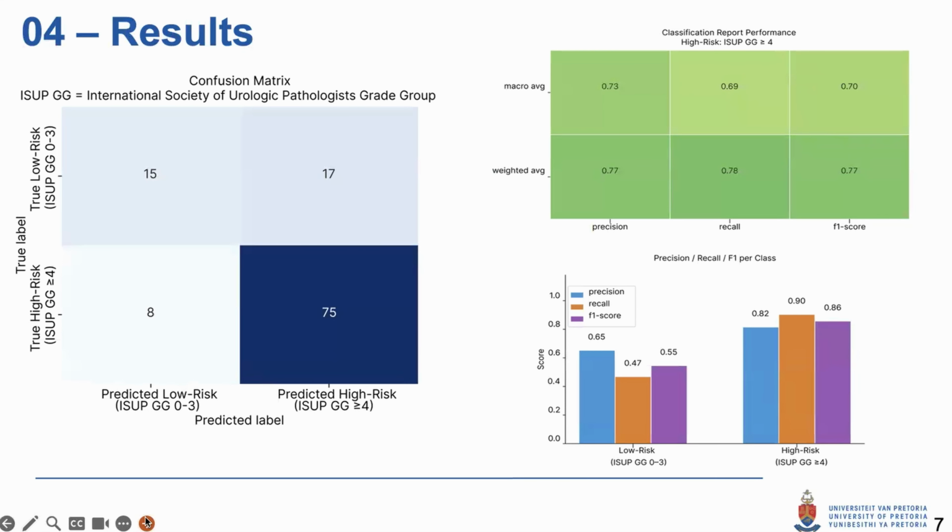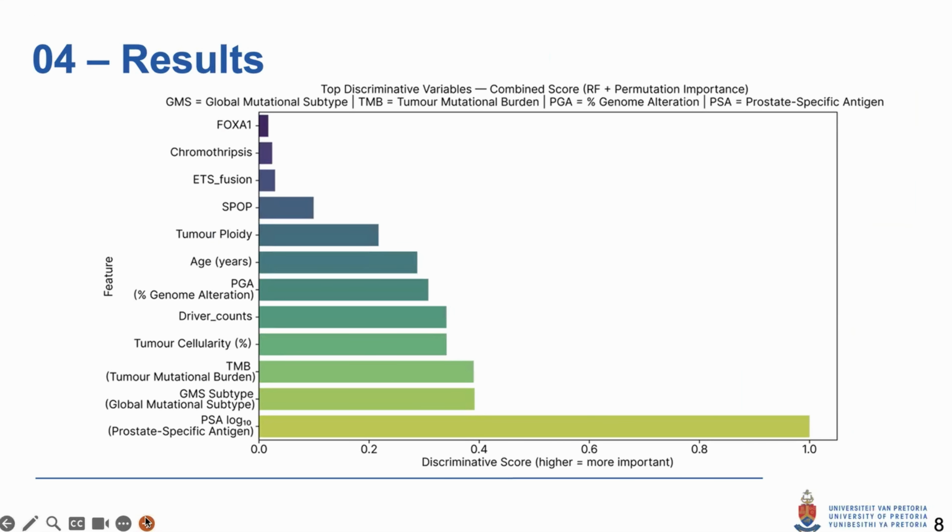That is very good. And then we also have here the random forest feature importance. So we can see that the prostate-specific antigen is very discriminative in the model. And then it's followed by the PGA, TMB, and tumor cellularity, which are also features that are very important in the model.